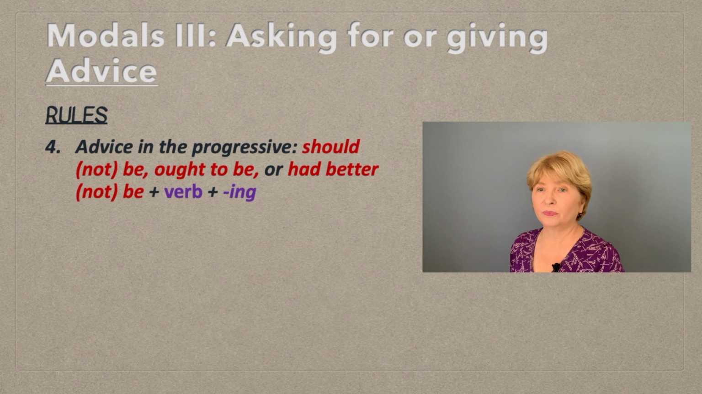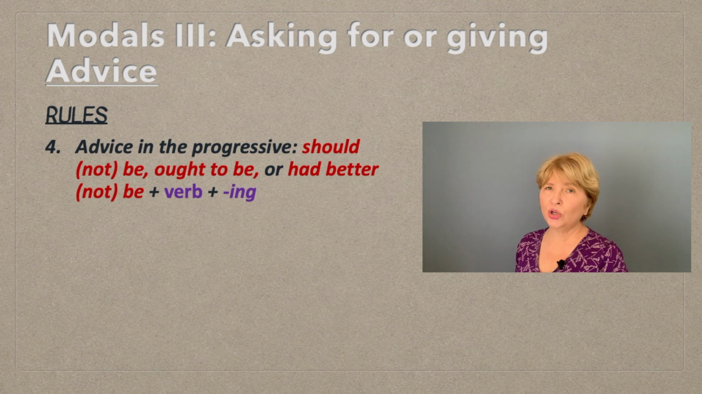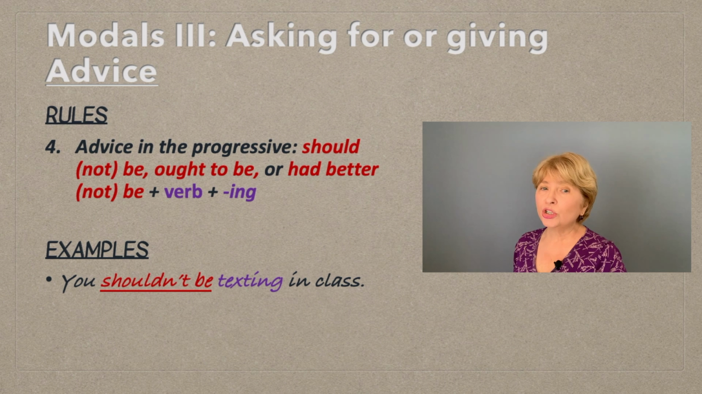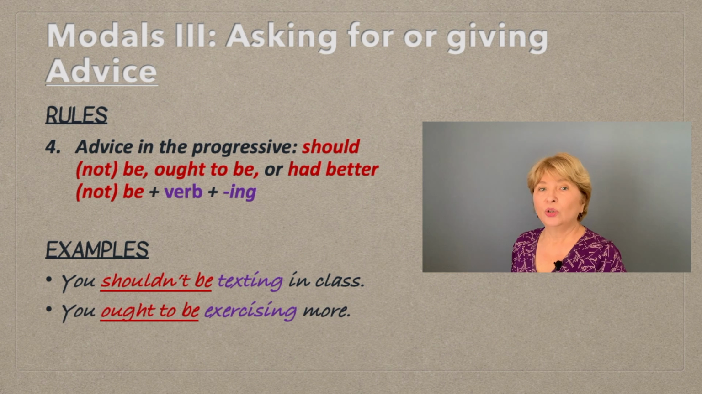Rule number 4. When you need to give advice or ask for advice in the progressive, you need to use should or should not be, ought to be or had better not be, plus the base verb, plus ing. Examples? You shouldn't be texting in class. This is a big problem in some schools in the U.S. You ought to be exercising more. My doctor tells me this, and it's true.